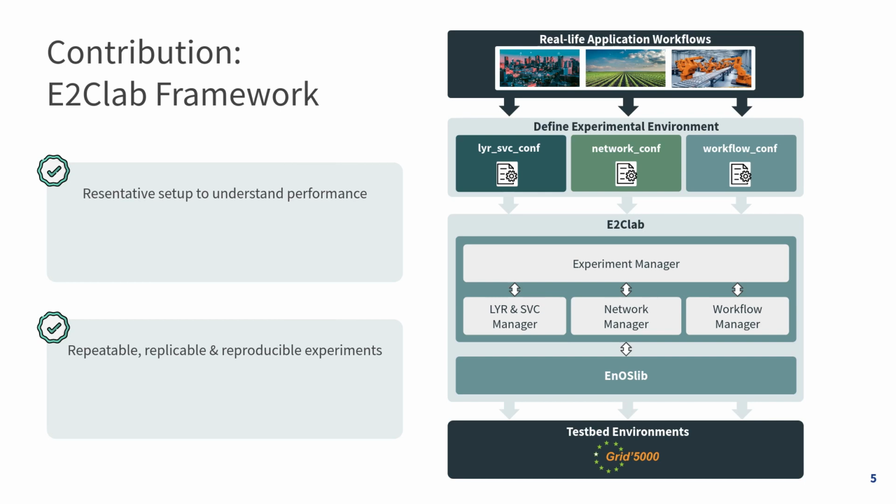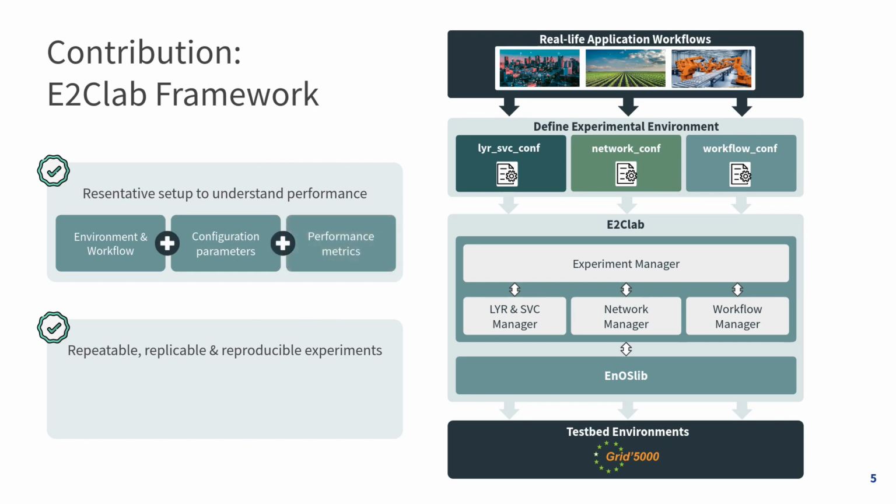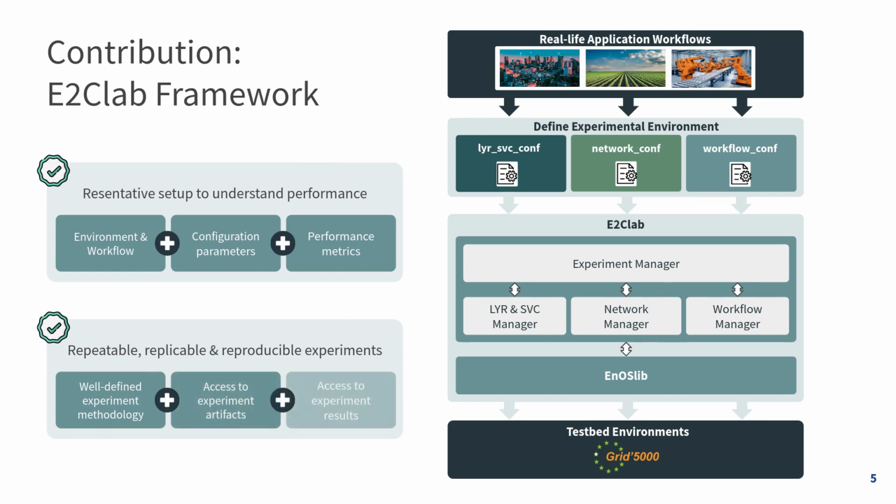the EnOSlib library. In E2Clab, achieving a representative setup to understand the performance means rigorously mapping the scenario characteristics to the physical testbed, identifying and controlling the configuration parameters of applications and services, and also identifying the relevant performance metrics. E2Clab also supports reproducibility, so it provides a well-defined experimental methodology. It also provides access to the experiment artifacts and access to the experiment results.